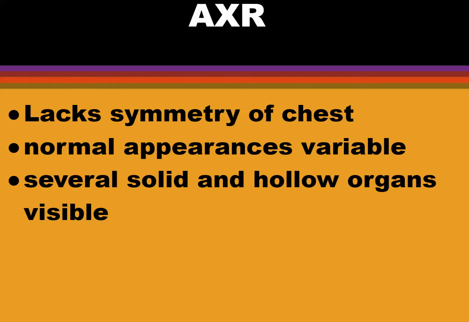So an abdominal X-ray lacks the symmetry of the chest, and symmetry is an important tool in interpreting X-rays because if you see something on one side that isn't on another, then it might be abnormal. But abdominal X-ray lacks that symmetry because, of course, you'll remember from your anatomy days that the abdomen isn't symmetrical. You've got the liver on the right, the spleen on the left. Vessels are in differing places. But you can see several solid and hollow organs, but not in any great detail, I have to add.